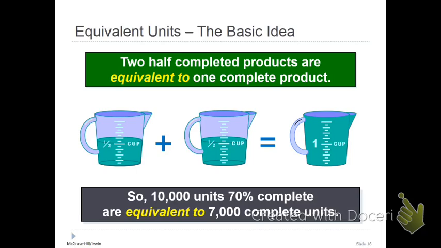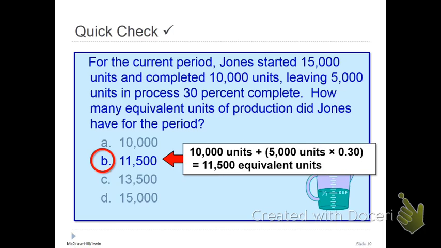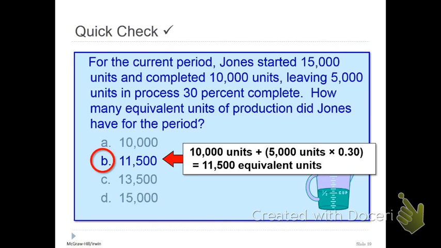And notice what this means in the grand scheme of things. What this means is that 10,000 units, 70% complete, are equivalent to 7,000 complete units. How'd they get that? 10,000 times 0.70. So that's how they got that. So notice, they started 15,000 units, completed 10,000 units, leaving 5,000 units in work in process that are 30% complete.